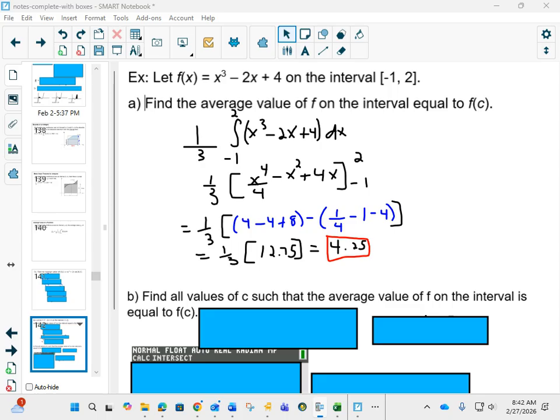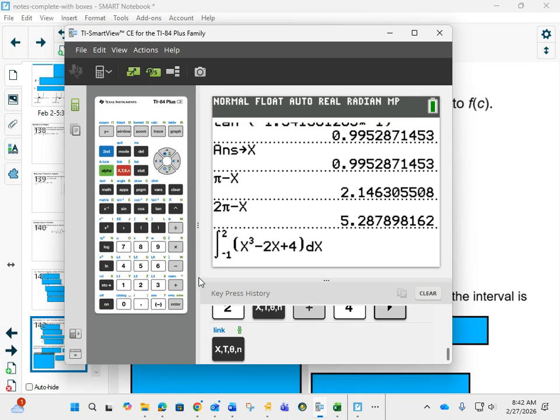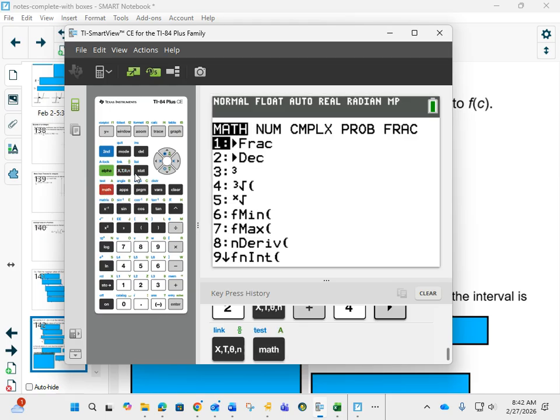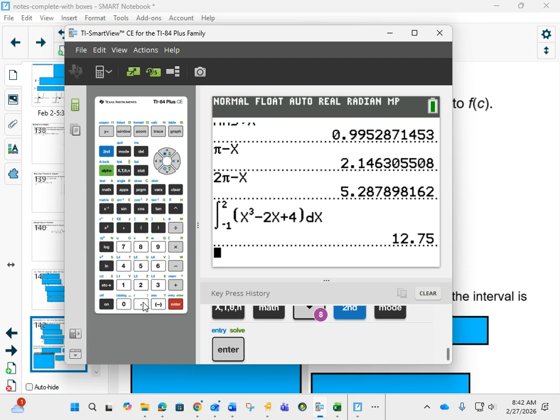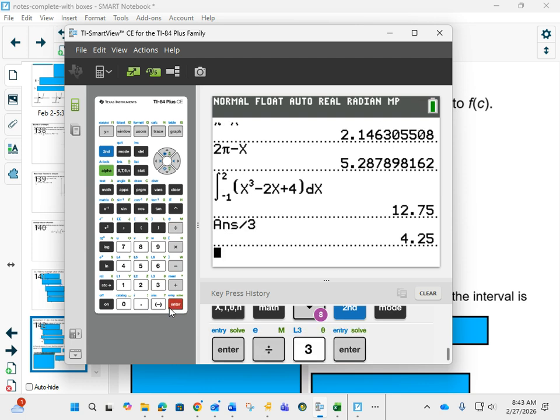So on my calculator, I typed in -1 to 2. I typed in the integral. Again, you can find the integral button by hitting the math button and going down to number 9. So I type that in. I push enter. I get 12.75. I divide by 3, and I get my 4.25.